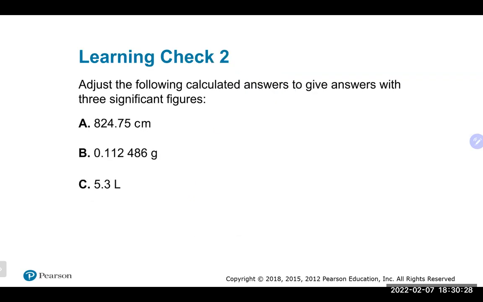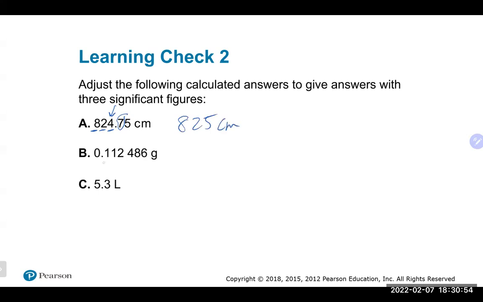Right, now round the following calculated answers to 3 significant figures. So looking at these numbers here, we would go that's significant, that's significant, that's significant. So that would be 3 significant figures. Here we want to look at the 7, which obviously is above 5. So that's going to look like 825 centimeters.